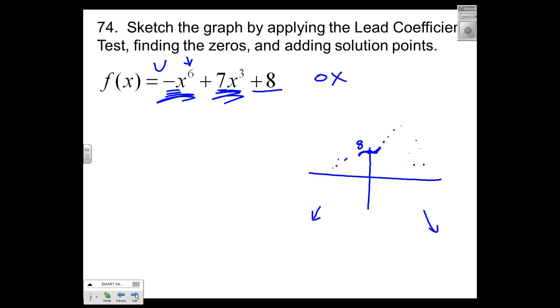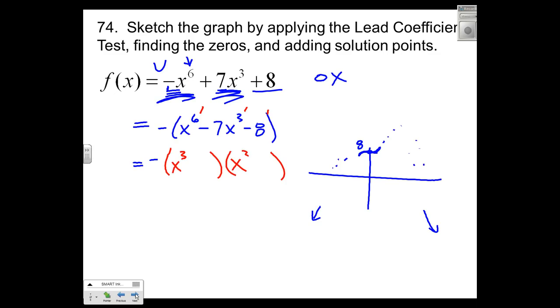So let's go ahead and look at, can we factor this? Well, I sure don't like this negative. I'm going to take it out. Negative, x to the 6th minus 7x cubed minus 8. And then you'll say, well, that's not quadratic. It's 3 terms. I don't know how to factor it. Well, it is quadratic in nature: 2 to 1 to 0 x's. If this was x to the 100th minus 7x to the 50th minus 8x to the 0th, that would be quadratic in nature. So maybe this guy factors into an x to the 3rd, x to the 3rd.